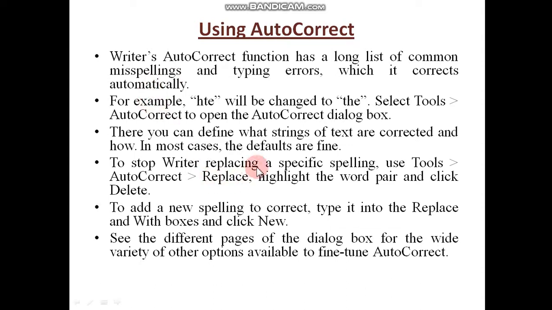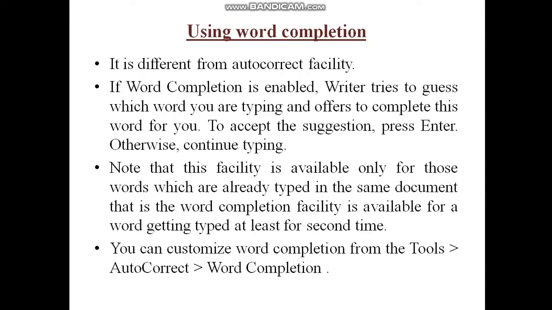To stop Writer replacing a specific spelling, use Tools, AutoCorrect and Replace. Highlight the word pair and click Delete. To add a new spelling to correct, type it into the Replace and With boxes and click New. See the different pages of the dialog box for the wide variety of other options available to fine tune AutoCorrect. This AutoCorrect function we will use in a practical.